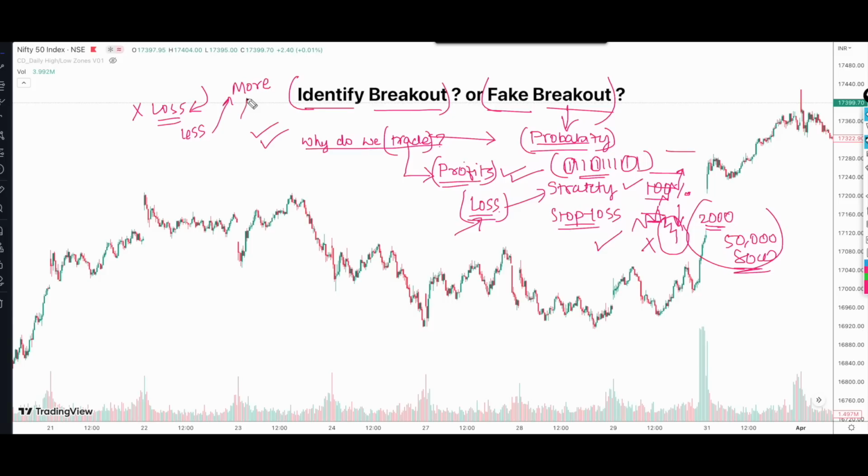Now, if you want to make more return when the market goes as per your direction, then definitely you should be able to identify breakouts. Why do you need to identify breakouts? Because like we have already discussed, if you enter at the right breakout, there is a chance of making more than 1 to 2% return just in one trade. This is the main reason why you need to identify a breakout. This is where the big money is.